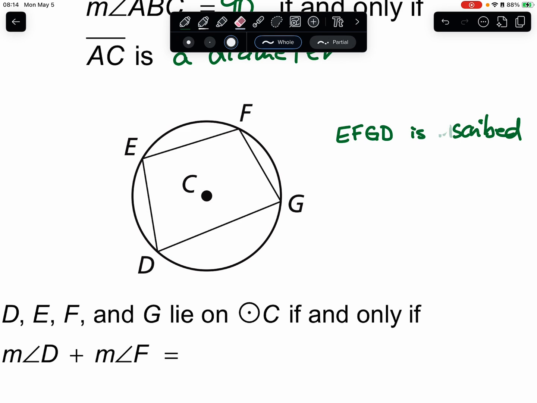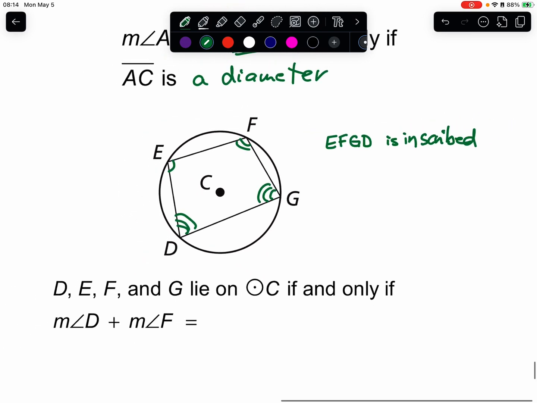And notice that means every angle is on the circle. We know that in a quadrilateral, if I add the four angles together, I get 360. That was from the previous chapter.